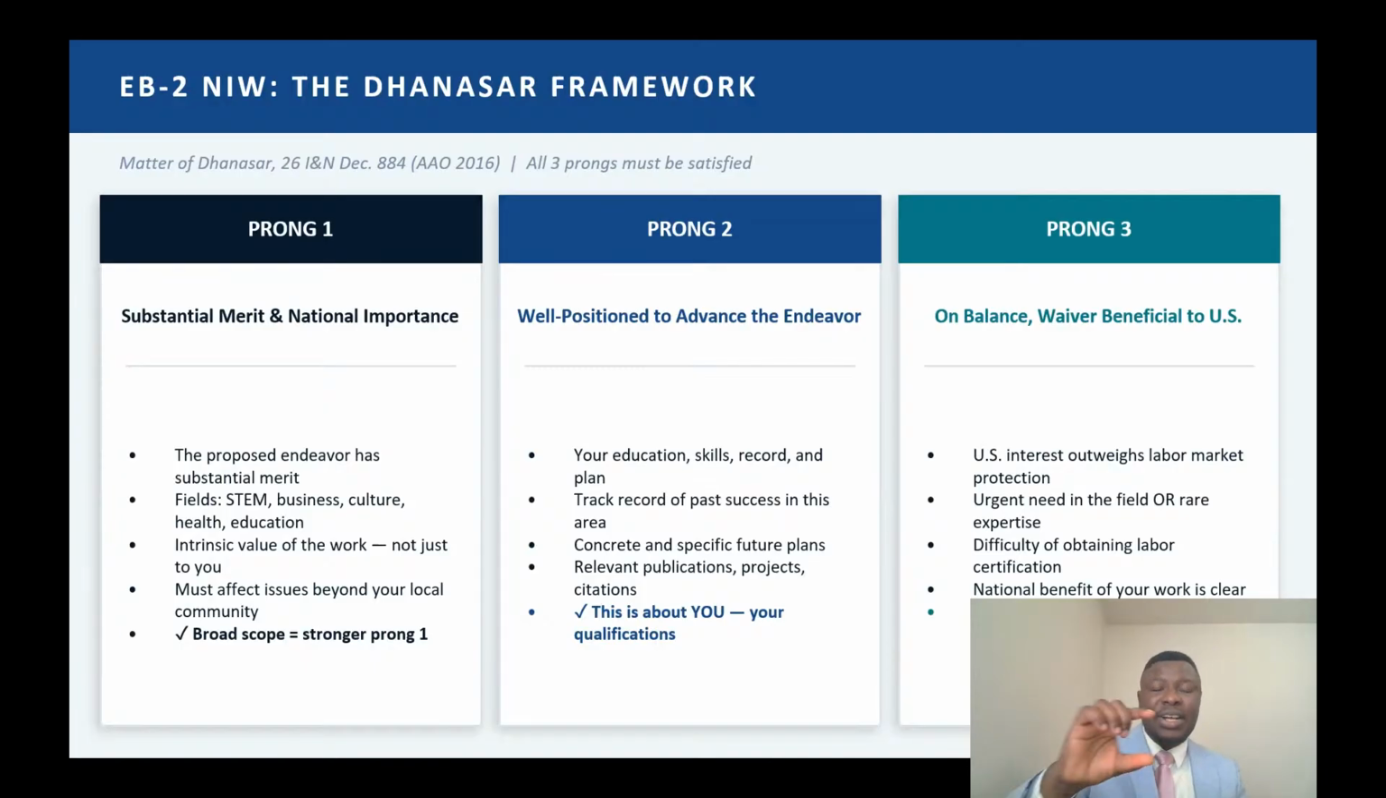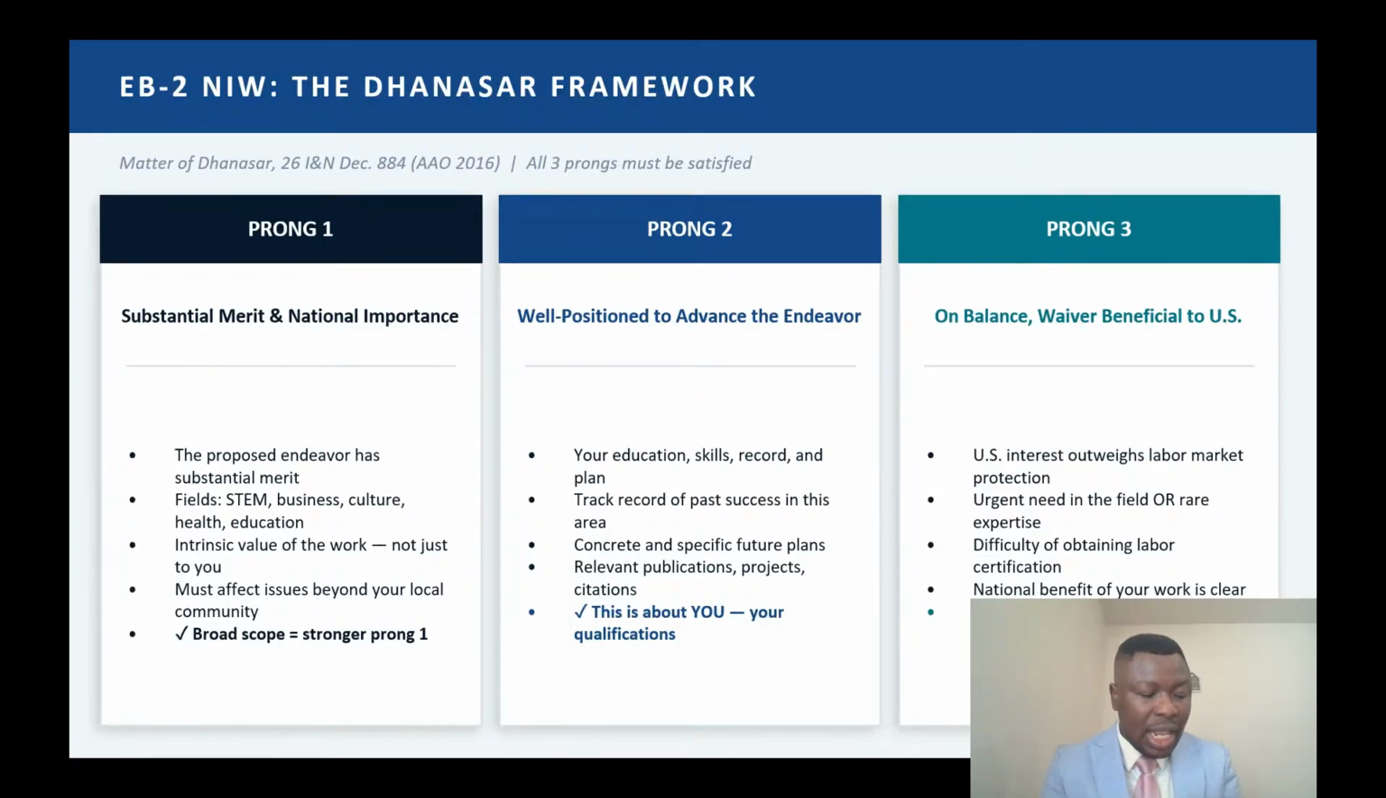Now, as I said, there is the exceptional ability part. There are 6 requirements, and if you meet 3 out of them, even if you don't have a first degree or a master's degree, you can still file for EB2 NIW.